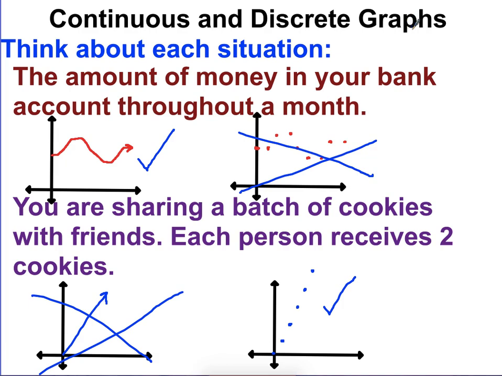So when we look at continuous and discrete graphs, we have to think about the situation, really think about how those variables change throughout. Sometimes it can be kind of tricky, but we need to think realistically about these things.